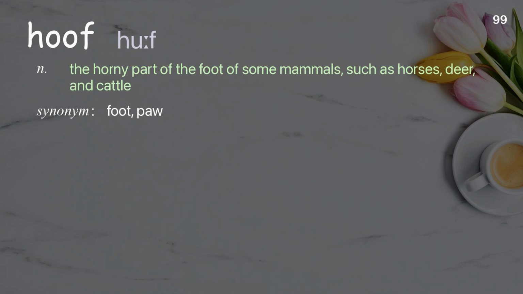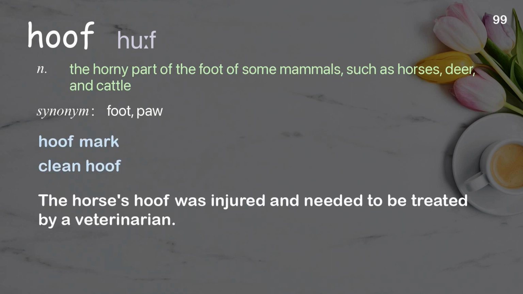Hoof. The horny part of the foot of some mammals, such as horses, deer, and cattle. Examples: Hoof mark. Clean hoof. The horse's hoof was injured and needed to be treated by a veterinarian.